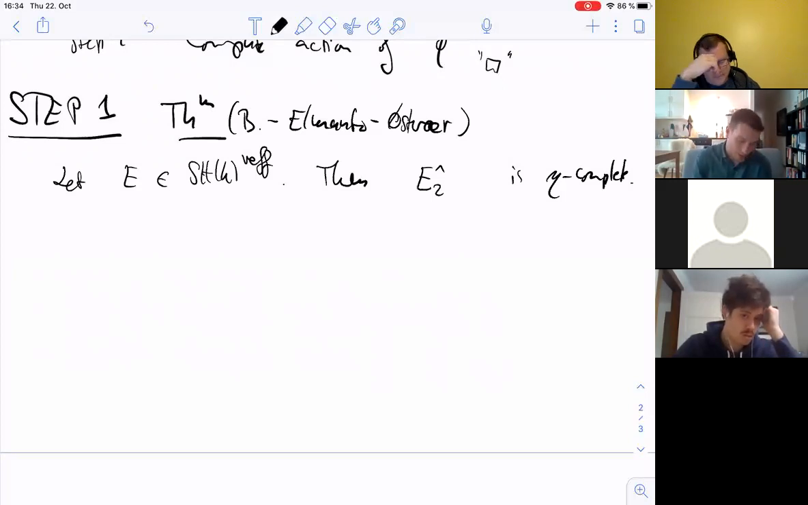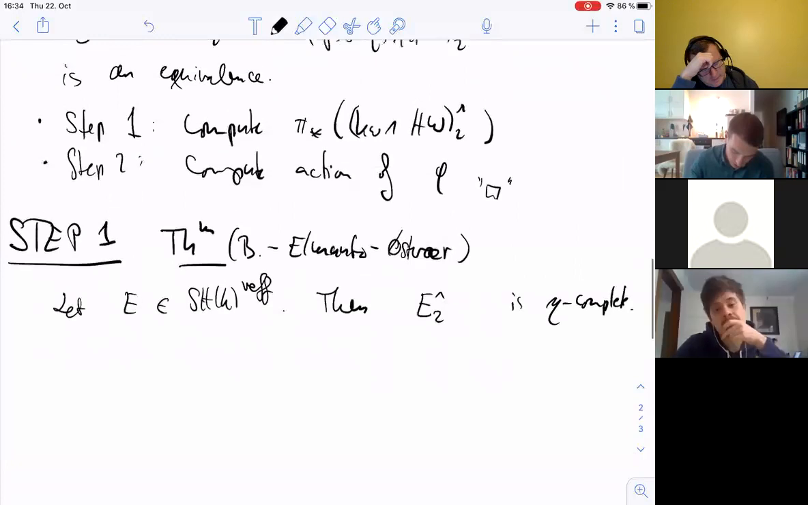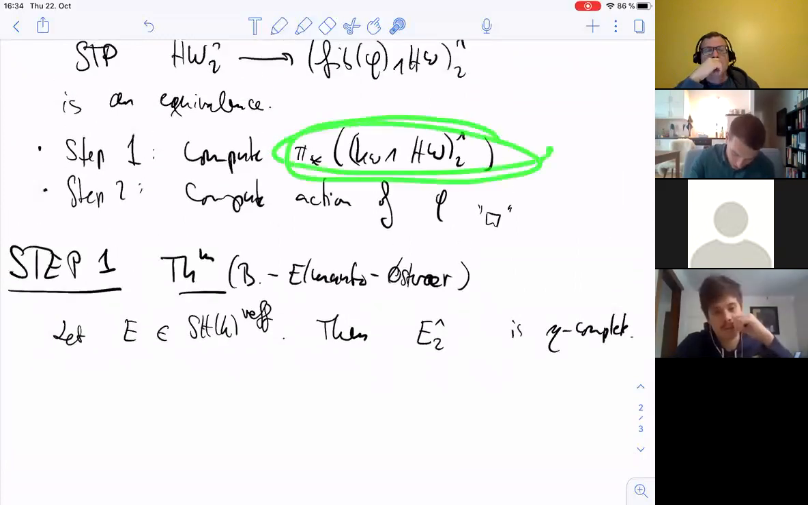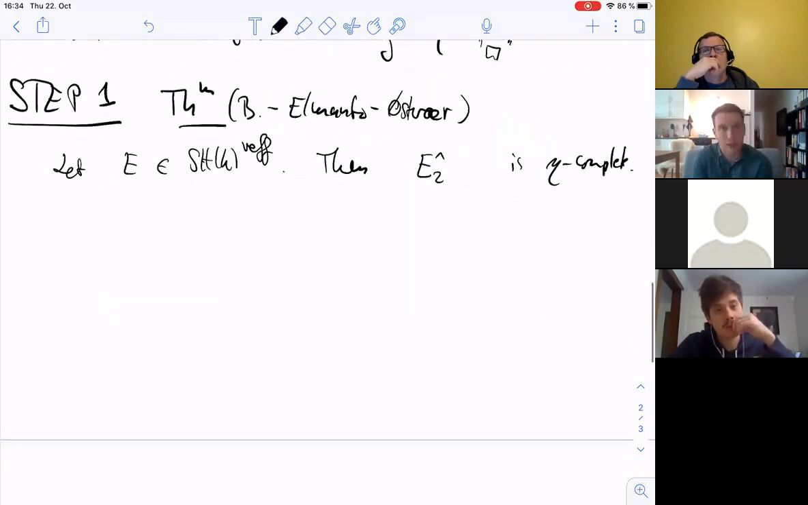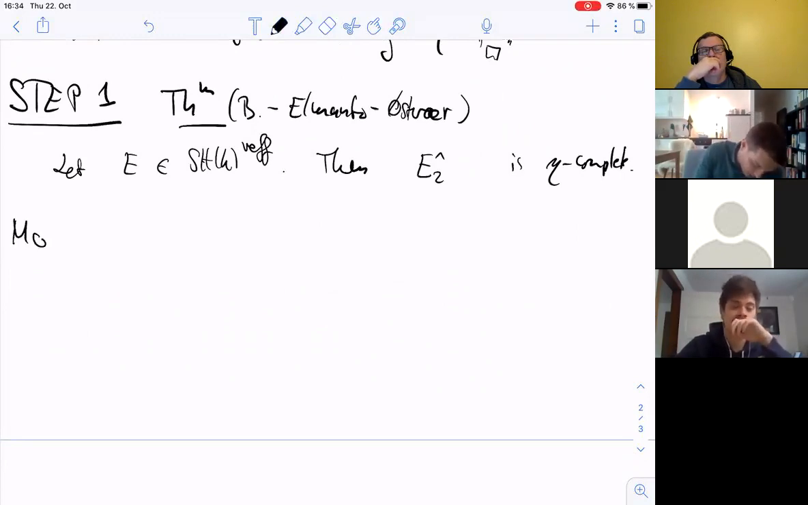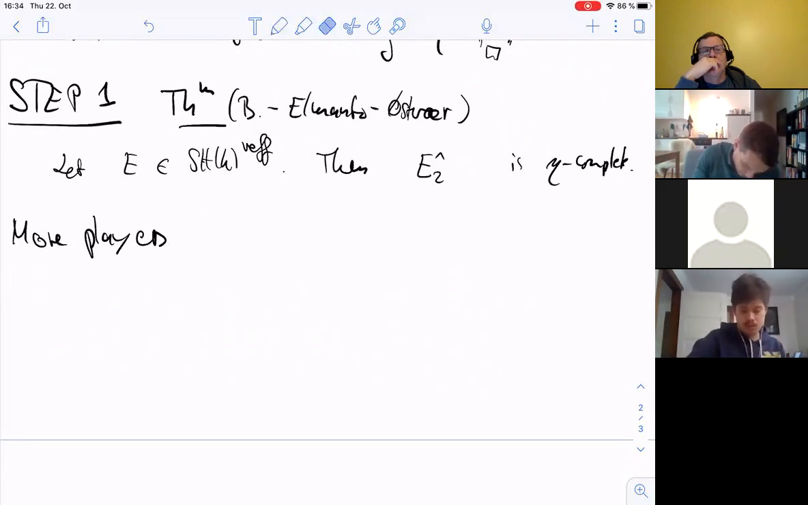Right, so now I know I want to do this computation here. And unfortunately, the only ways I know of doing this are all a bit complicated. So I'm going to have to introduce a whole bunch of new spectra. More players going to enter the ring. Oh, that's too many S's. Okay, so what do we have?